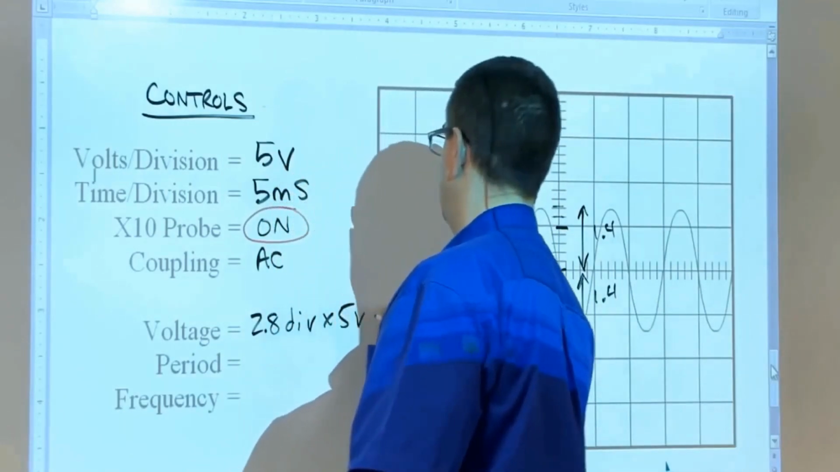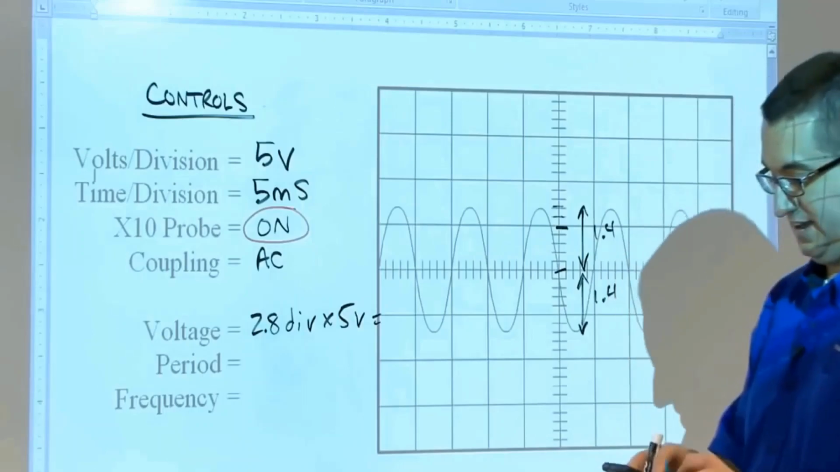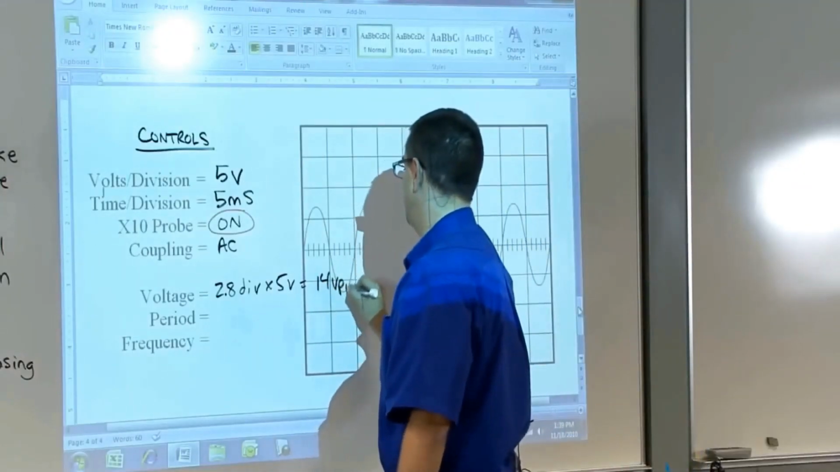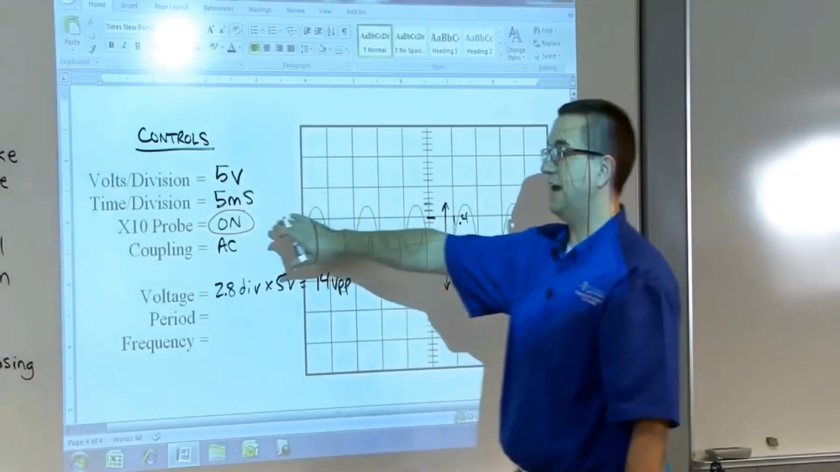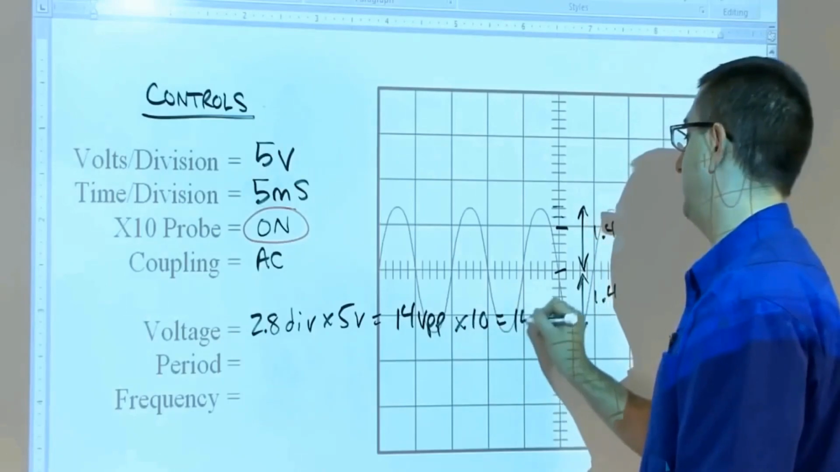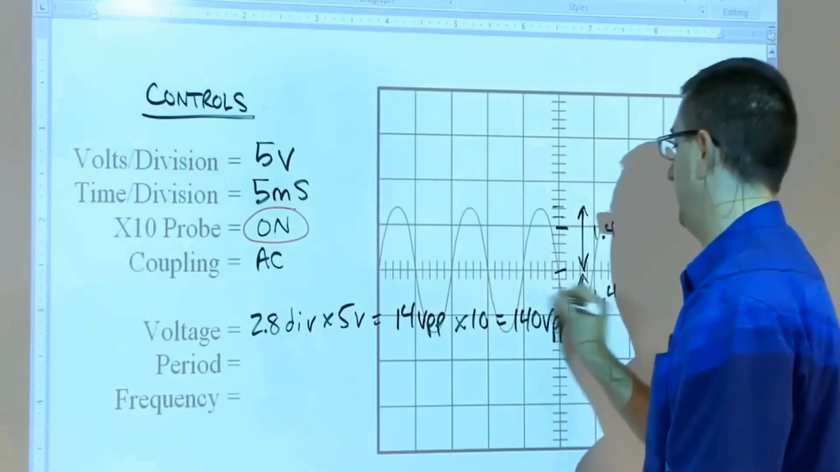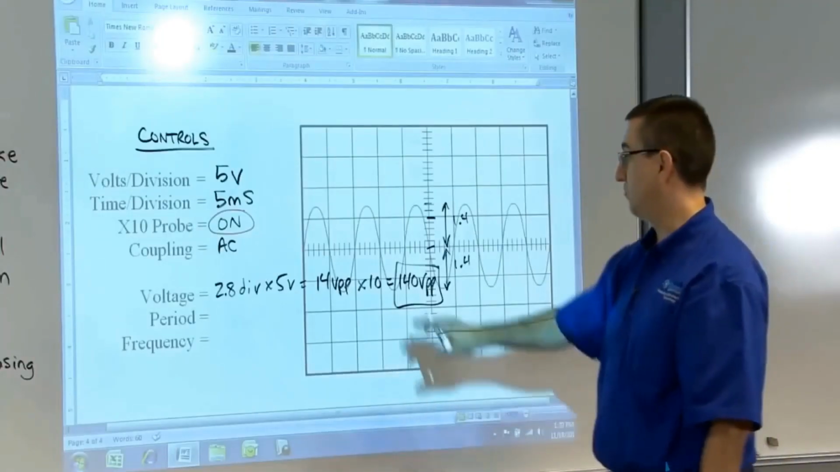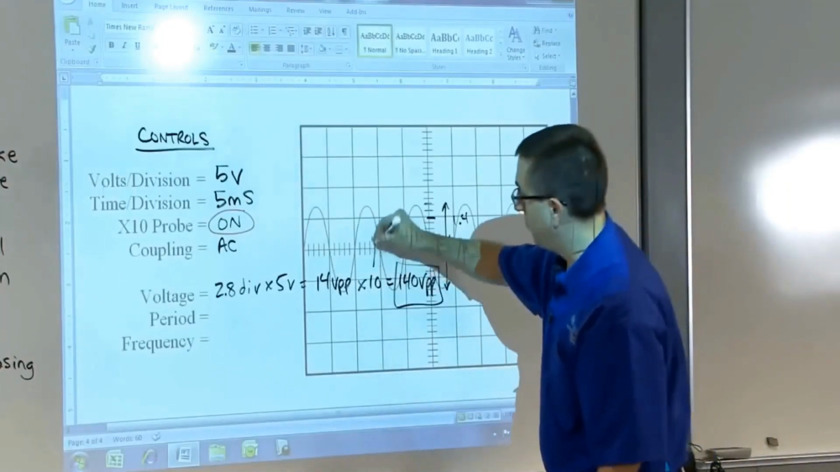times 5 volts. 2.8 times 5 gives me 14 volts peak to peak. However, our times 10 probe is on, so we have to multiply that by 10. That's going to give us 140 volts peak to peak. So that's the one thing you have to take account into with the times 10 probe, is you'll have to multiply by 10 because of the probe there.